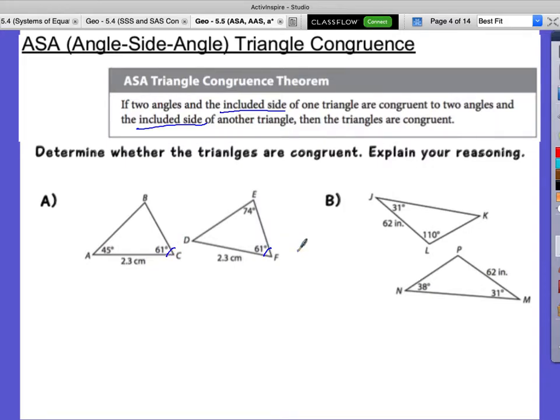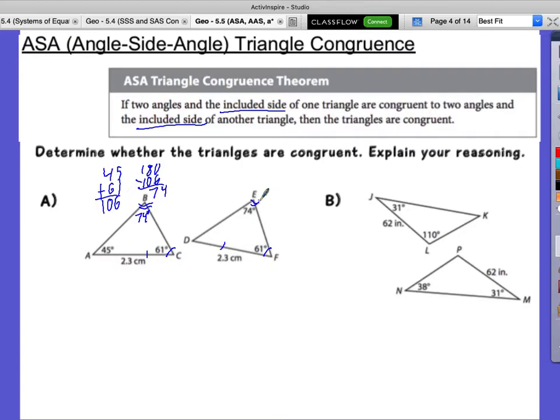Great. What's another thing we know? Line DF and line AC are congruent. Okay. Do we know anything else? You can figure out angle B, right? How do we figure out angle B? Add up 45 and 61. Okay, 106, then what? 180 subtracted by 106. What do we get? 74 degrees. And what do we notice now? Oh, they're congruent, angle B and E.